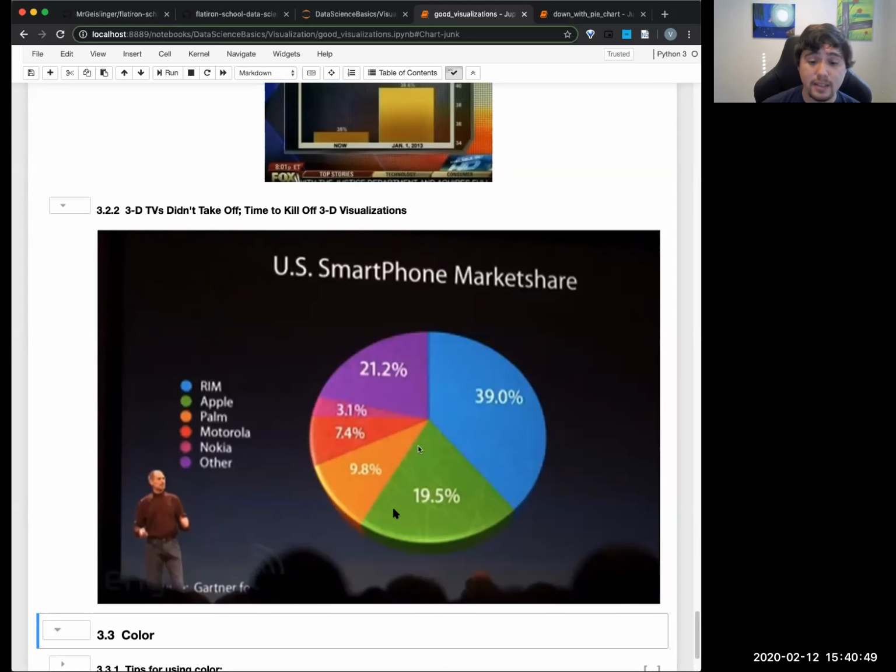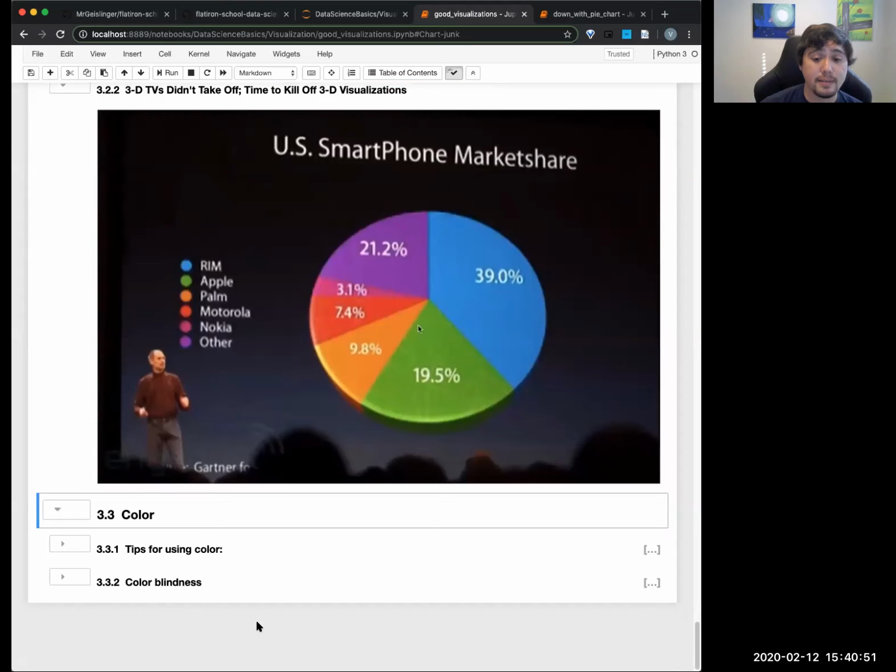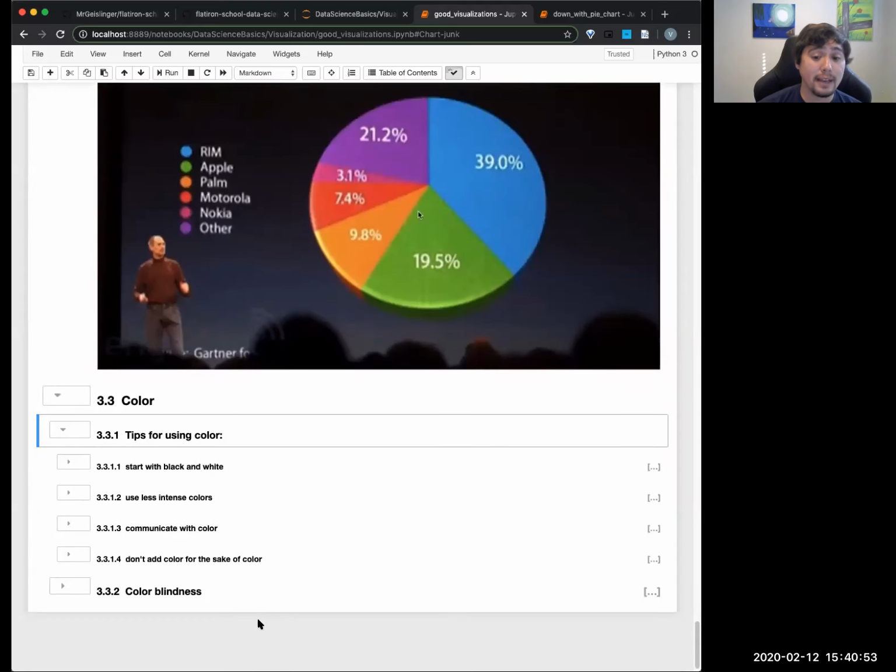All right, and then last one, just some color stuff. So tips for using color: start with black and white. You can always start with black and white and then add color afterwards. Unfortunately, and this kind of kills me, almost every visualization package does all the colors at once. If you make a bar chart with Matplotlib or Seaborn, it will color each bar a different color. Ideally it should be all the same color because there's no extra information.